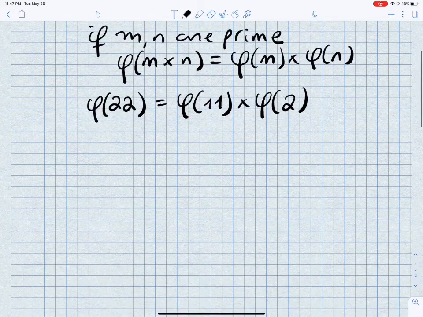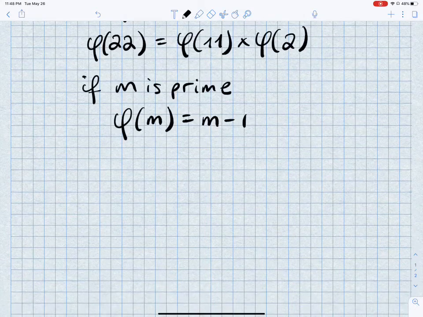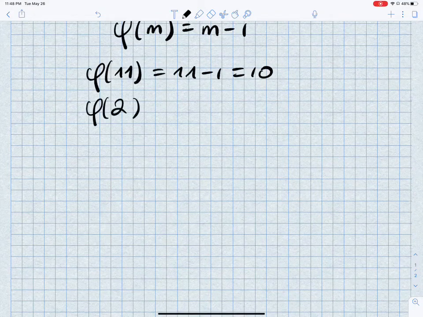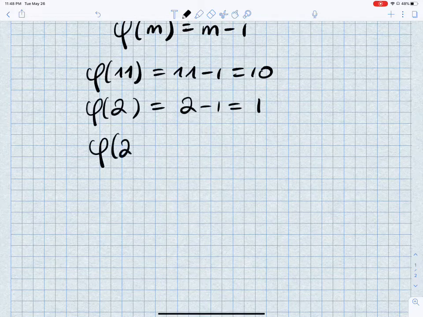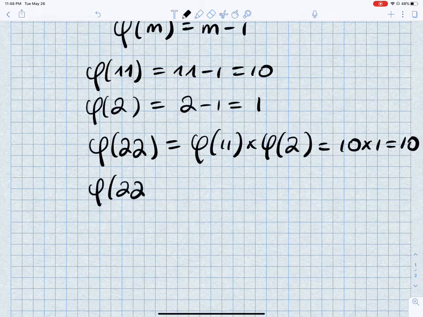We can also apply another rule that says that if m is prime, then phi of m is just m minus 1. So we can apply that to both of these here, where phi of 11, that's a prime number, so phi of 11 is just 11 minus 1, which is 10. And same thing with phi of 2, which is just 2 minus 1, which is equal to 1. So basically we end up with phi of 22 being equal to phi of 11 times phi of 2, which is 10 times 1, which is just 10. So phi of 22 is 10.